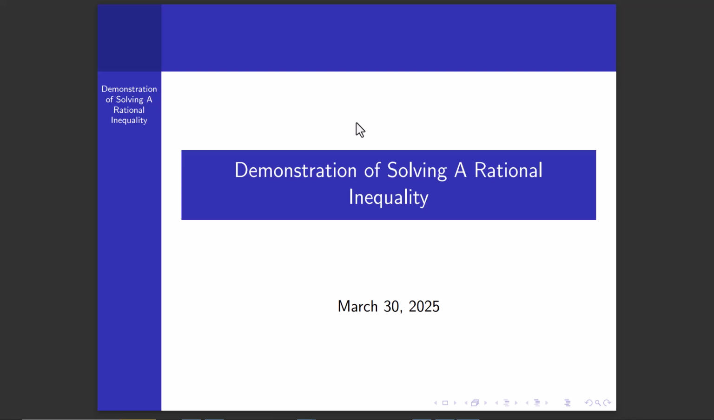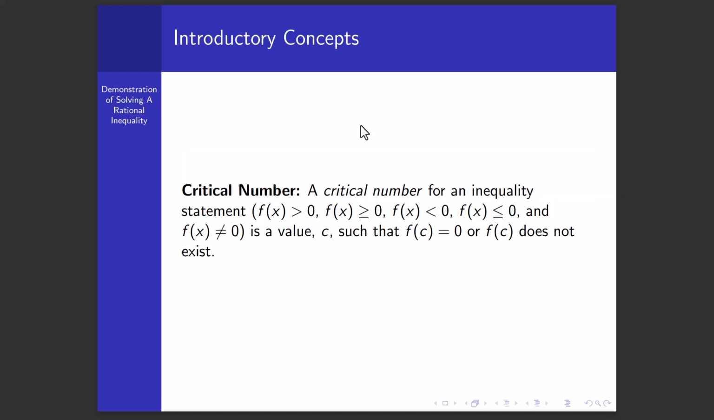A demonstration of solving a rational inequality. A critical number for an inequality statement is a value, call it C, such that f of C equals 0 or f of C does not exist.